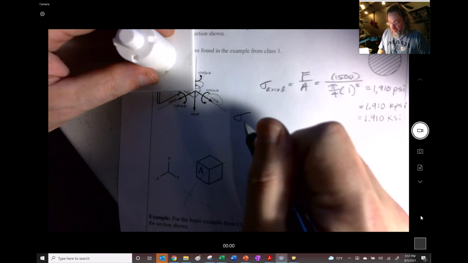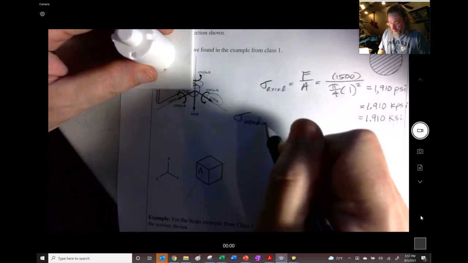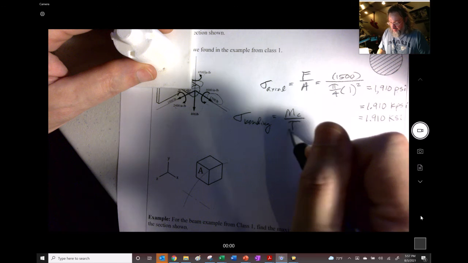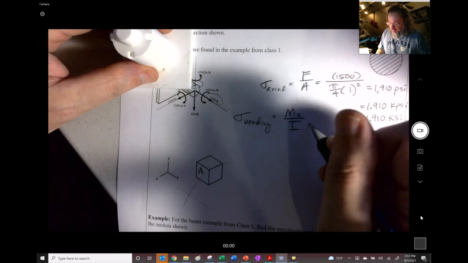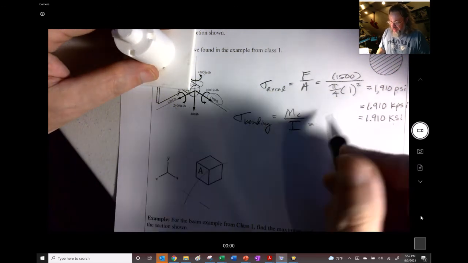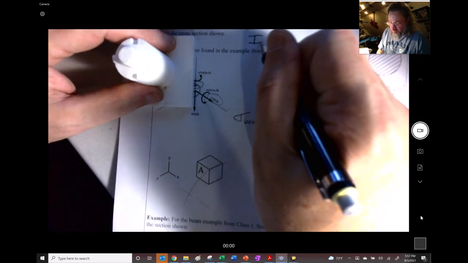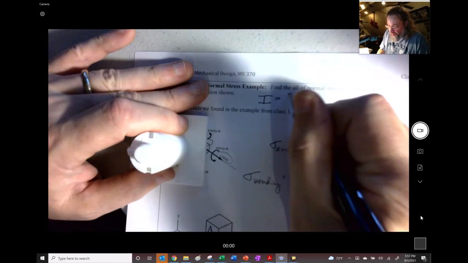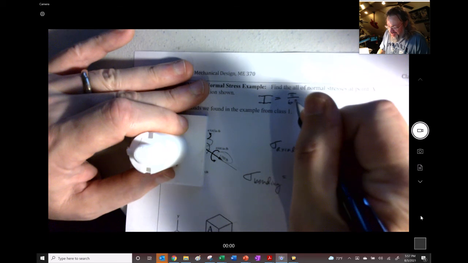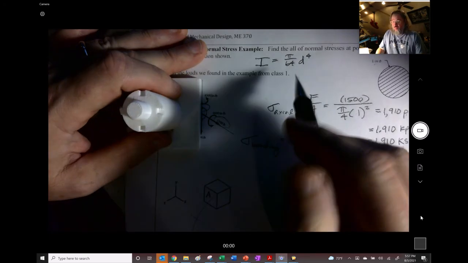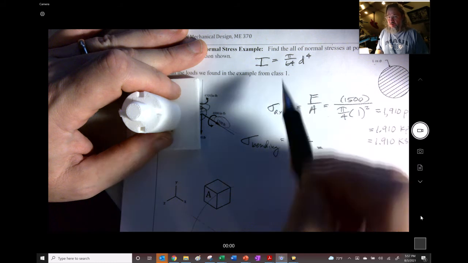So if we have the bending, it's going to be Mc over I, right? And the shortcut for I, maybe I should have written that up above, I'll write it up above, is going to be pi over 64 d to the fourth. That is for a circle. That's a good thing to memorize.